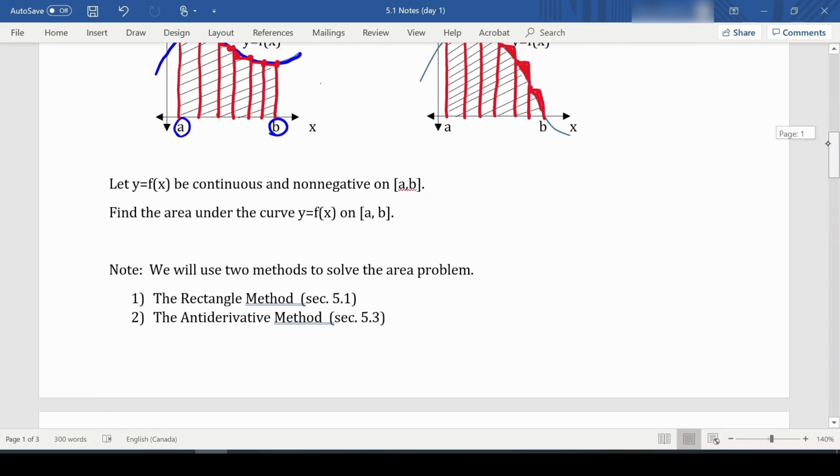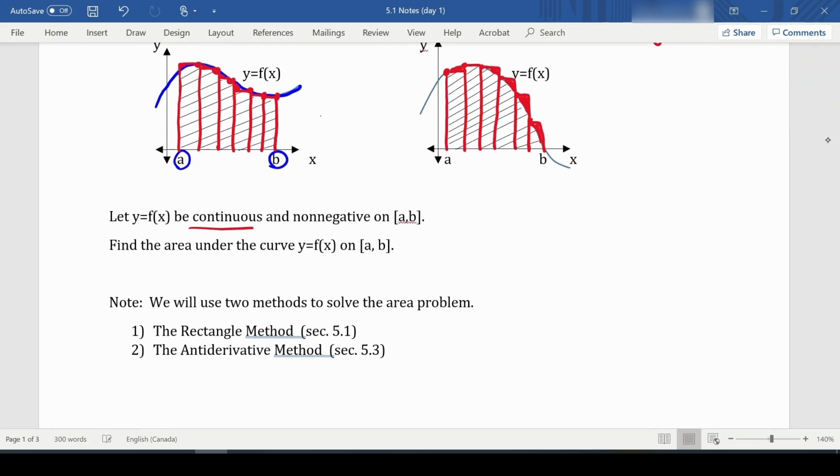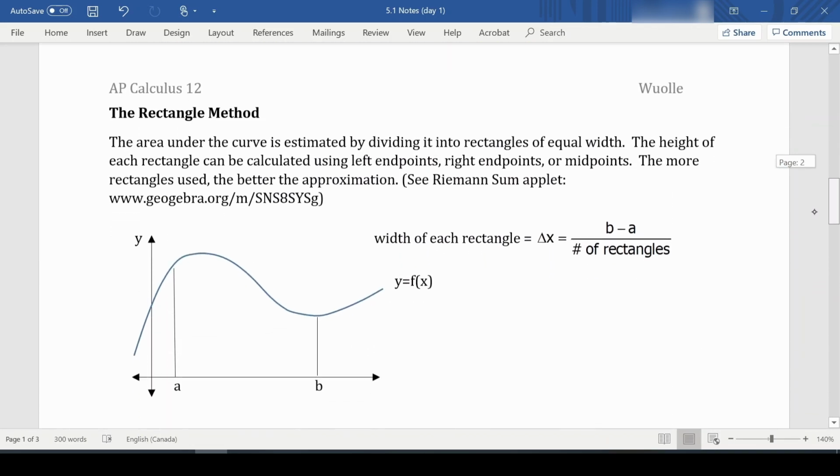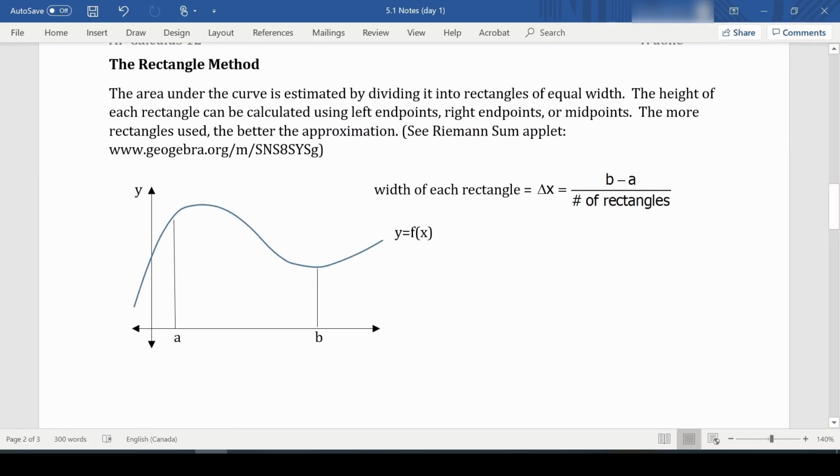So when can we do this? So first, f of x needs to be continuous, and for now we're going to say non-negative. Okay? If we want to find the area under the curve on the interval a to b, we can use this idea of breaking down into rectangles. There's going to be two methods total that we use, rectangle method and antiderivative method. Rectangle method today, we will do the antiderivative method later, which will be the more common method you will use to solve integral problems, but the area method is another way you can do this.